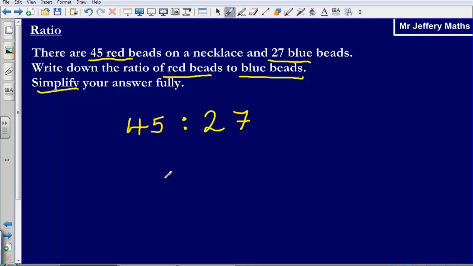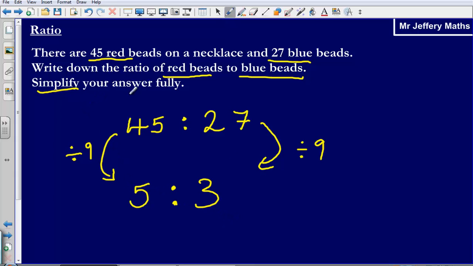Now I just need to simplify my answer. So I need to find a number that fits into both 45 and into 27, and I can think that that is going to be 9. So if I divide both of these by 9, that's going to give me my answer. 45 divided by 9 is going to give me 5. Then 27 divided by 9 is going to give me 3. Then just a little check, make sure I've simplified it fully. Are there any other numbers apart from 1 that will fit into both 5 and 3? There aren't, so that is my final answer, 5 to 3. So 5 red beads for every 3 blue beads.